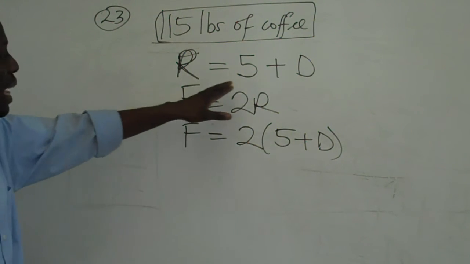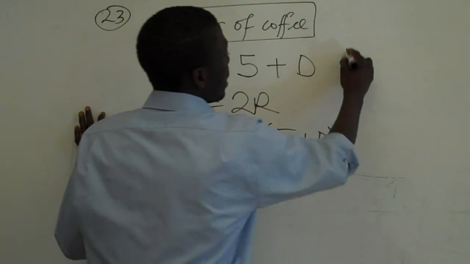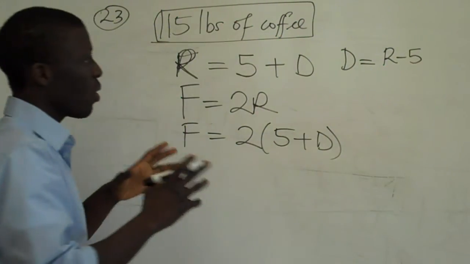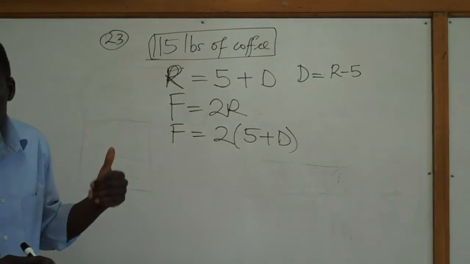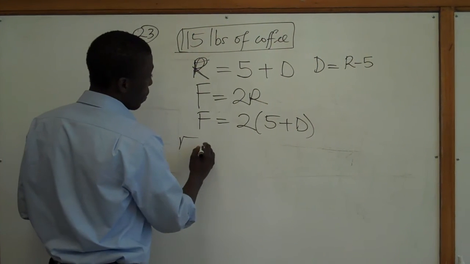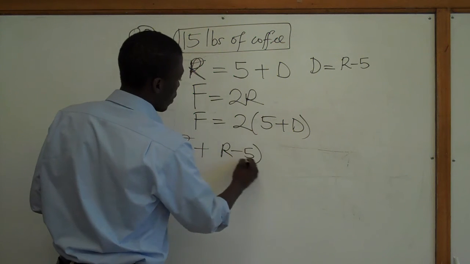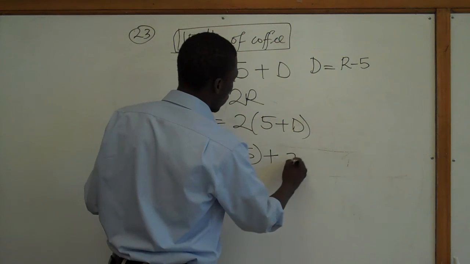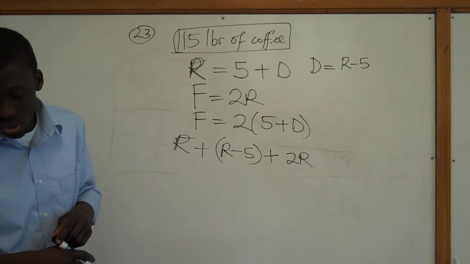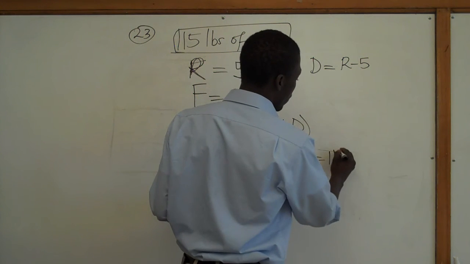And decaf, if you were to rewrite decaf, it will be D is equal to R minus 5. Let's try and get all the R's involved here. So R minus 5. And so essentially, we have regular coffee plus that R minus 5, and then plus our 2R, which is representing the flavored coffee that was sold. So R plus R minus 5 plus 2R is equal to 115.